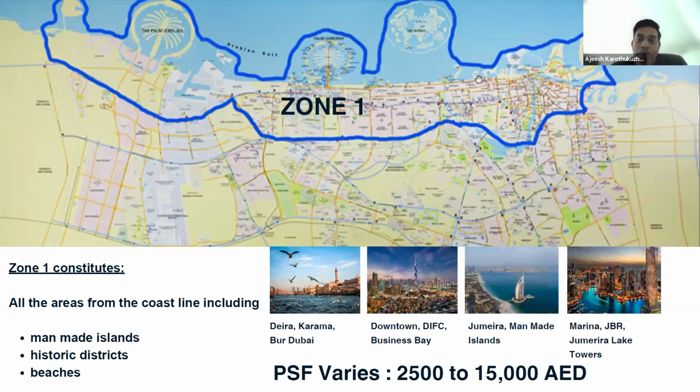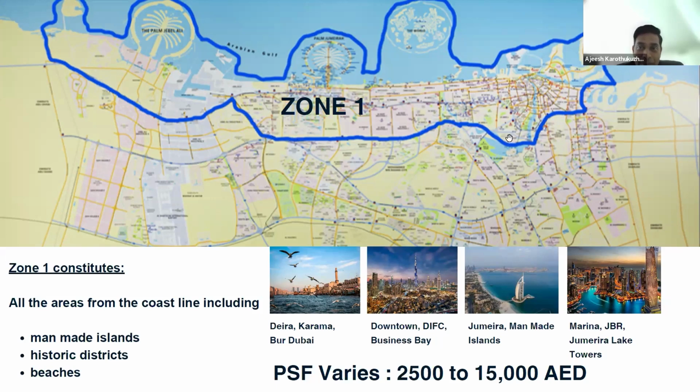And all this zone one has the major landmarks like Burj Khalifa, Dubai Frame, Palm Jumeirah, also the DIFC area where the major financial and banking institutions operate, JLT, Palm Jumeirah here. And zone one also has the major highways, including the Sheikh Zayed Road. If you see, zone one starts from the coastal area to the power lines.